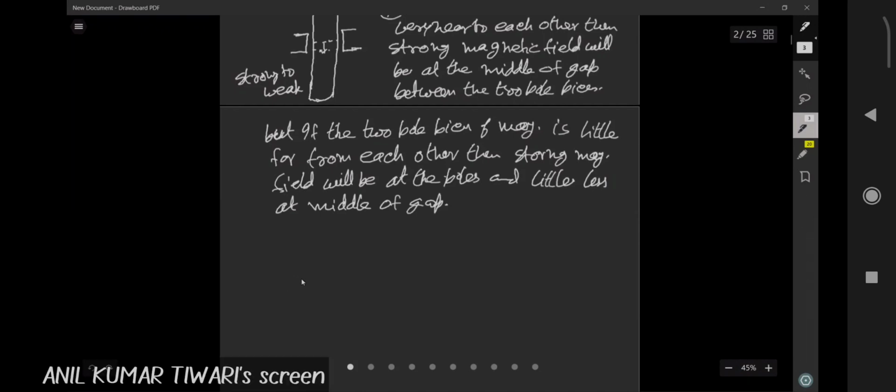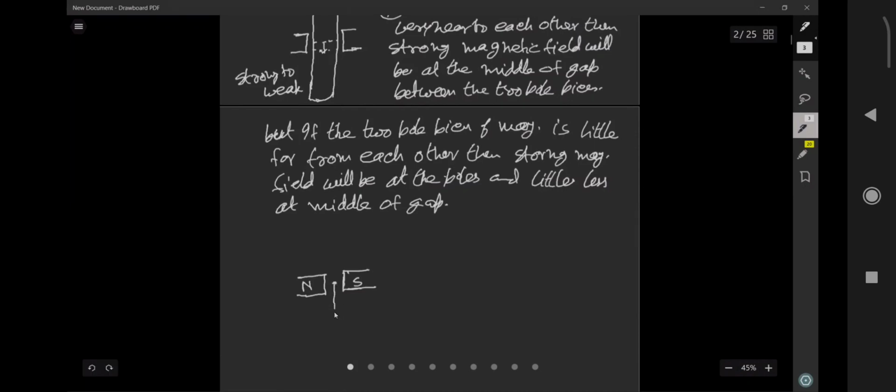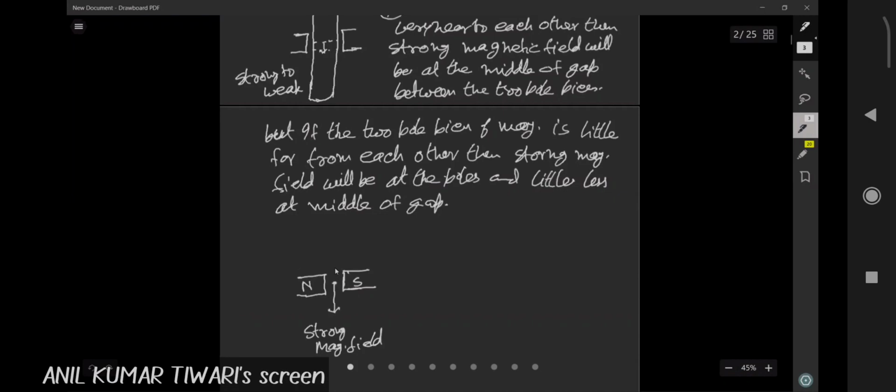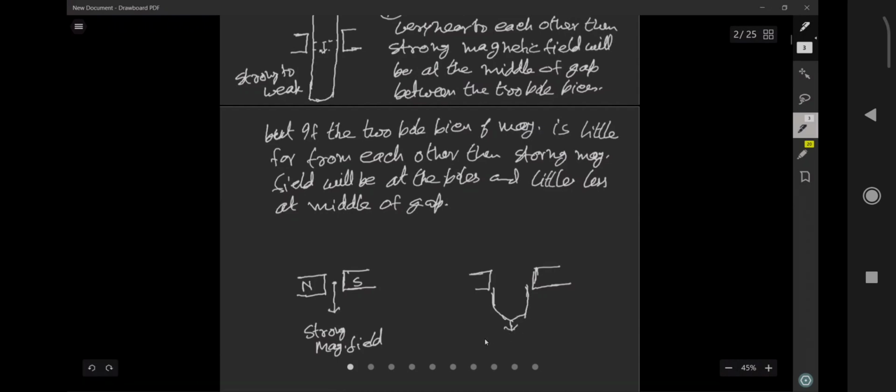If I keep the two pole pieces of a magnet like this, north and south, then as I said, when they are very near to each other, at the middle we will get the strongest field. But if the two pole pieces are like this, then in this region we will get the strongest magnetic field, and at the middle it will be a weak magnetic field.